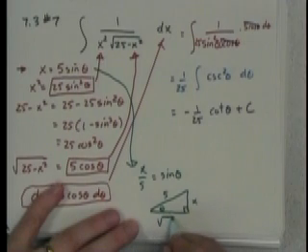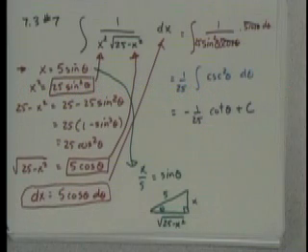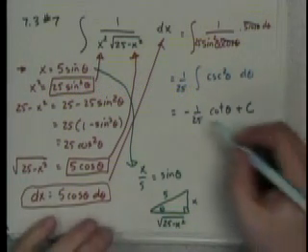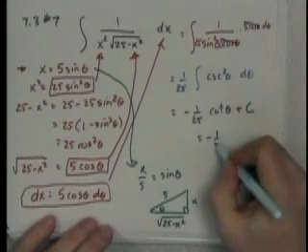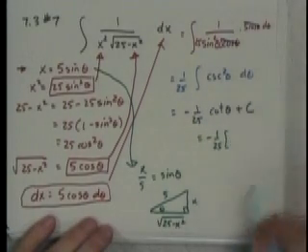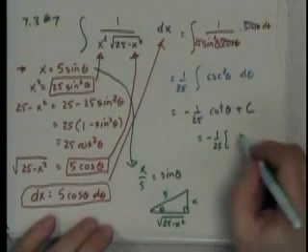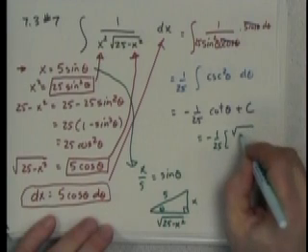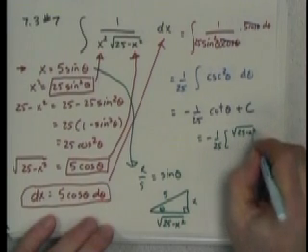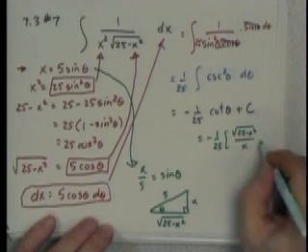So in this case, the third side is going to be the square root of 25 minus x squared. Once I do that, then I can figure out cotangent theta. So cotangent is adjacent over opposite, so it's going to be the square root of 25 minus x squared over x.